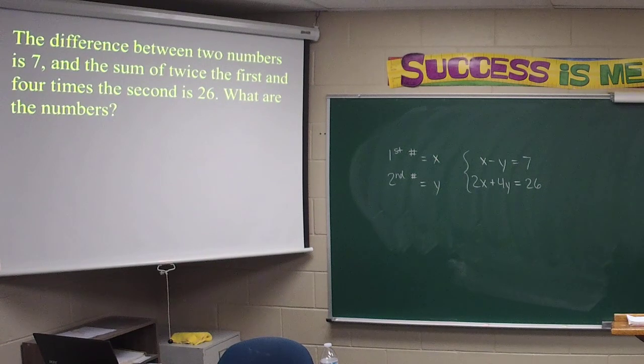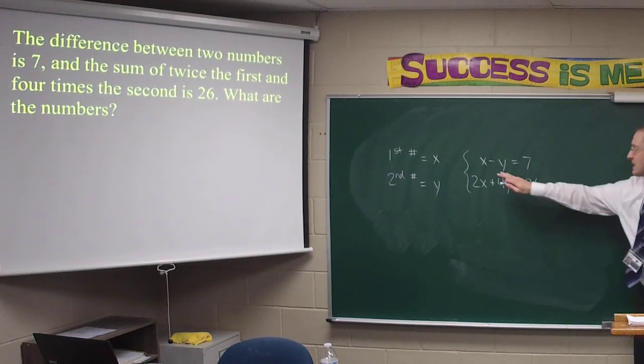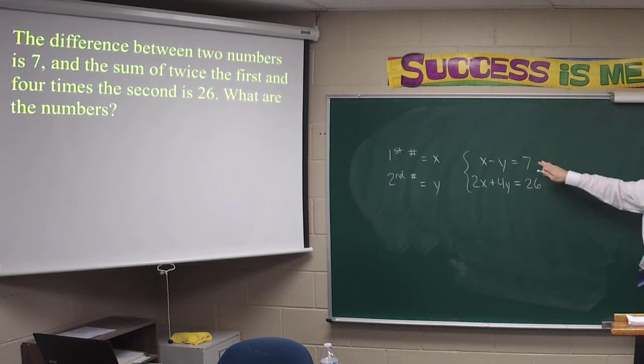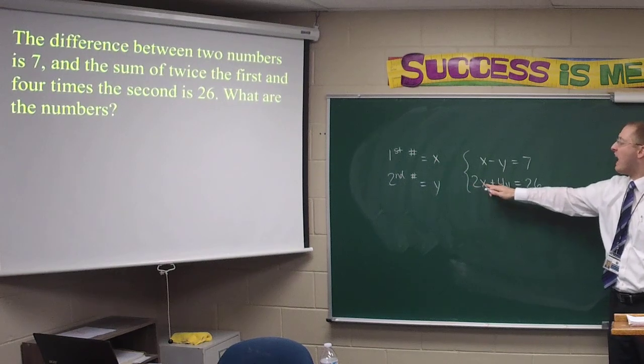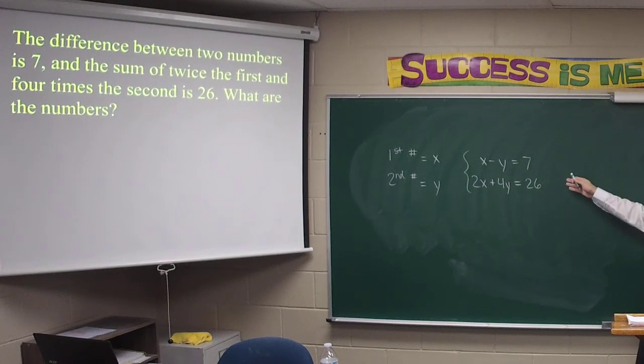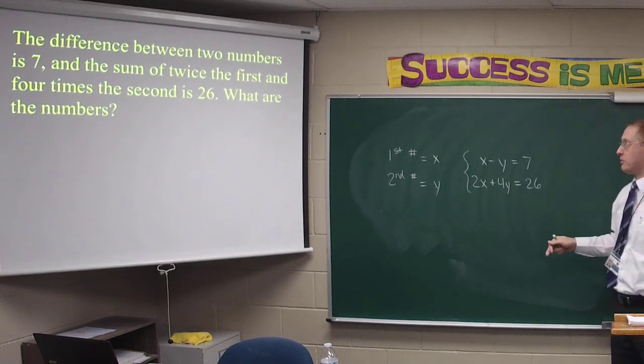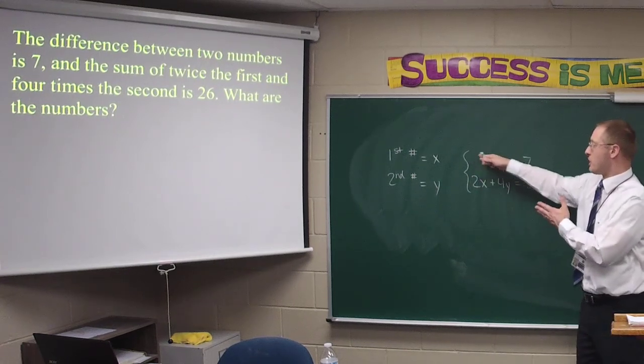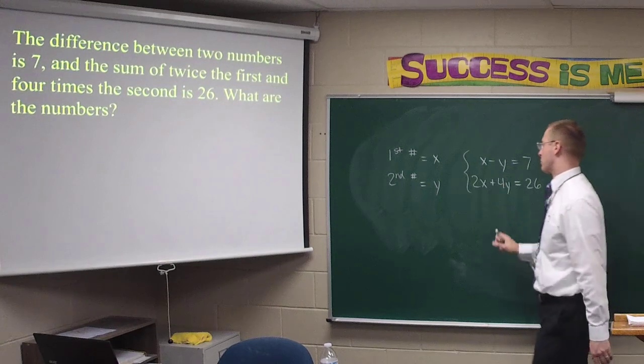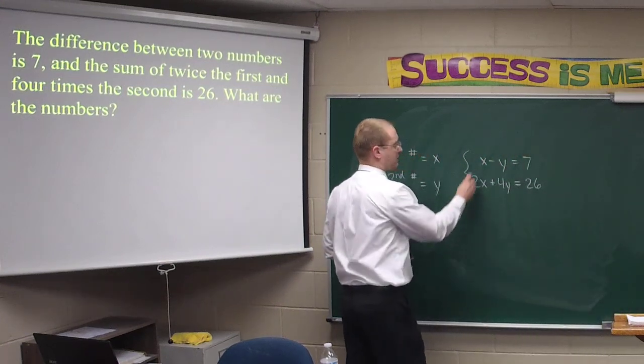How many had this system here? X minus y equals 7 and 2x plus 4y equals 26. Then we have y minus x equals 7, and so therefore 2y plus 4x equals 26. You could have had that as long as you reversed both of them, because by first number, that would be the first number in the subtraction. So we could have reversed both of them. It just means your answers here would be opposite.